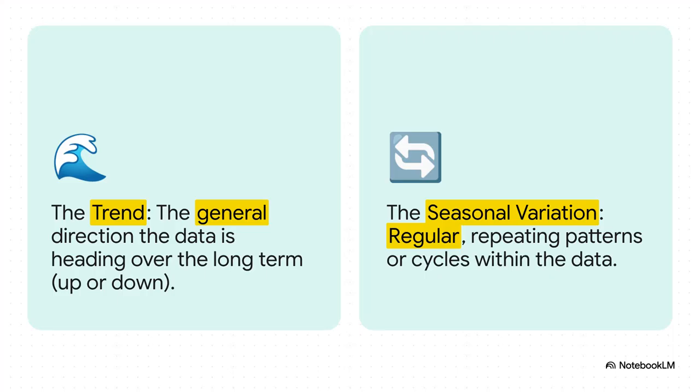So I want you to picture your data like a choppy sea. It's all over the place, right? The trend is like the main tide. It's the general direction everything is heading, whether that's up or down over the long run. And then you have the seasonal variation. Those are the repeating waves on top of the tide, the predictable ups and downs you see every day, every week, or maybe every year.